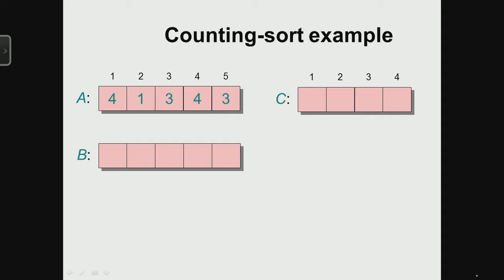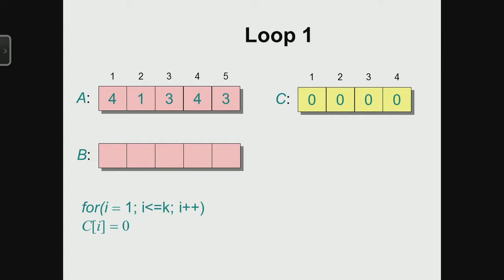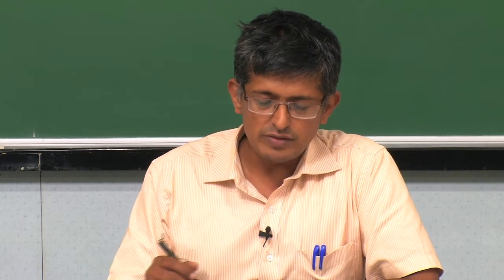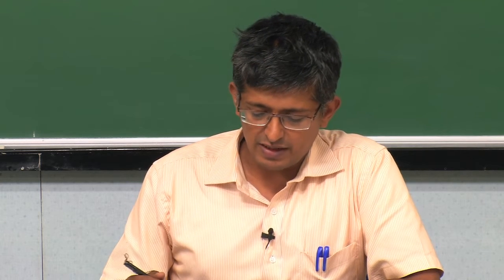Let us run one example of this algorithm. The array A has the values 4, 1, 3, 4, 3 in the 5 locations, and let us see how the initial array C looks like. It is initialized to 0, right? And since the distinct keys are in the range 1 to 4 in the array A, the array C has only 4 elements to keep track of the counts of the values 1, 2, 3 and 4 respectively.